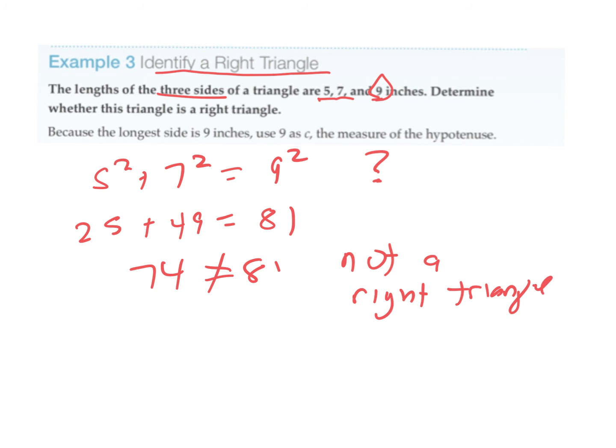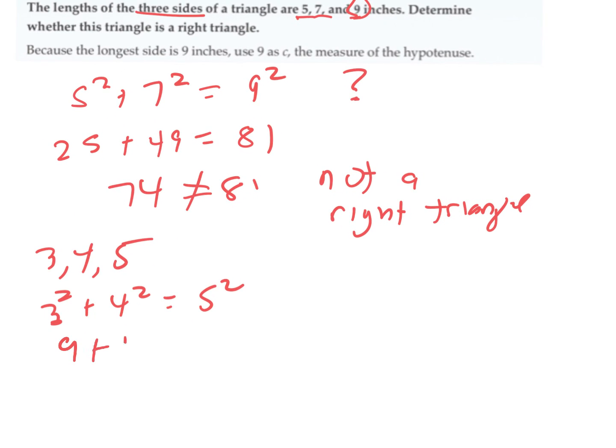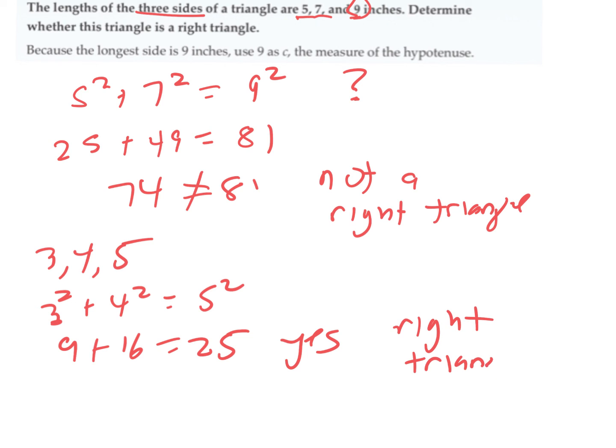A quick what if: what if our sides were 3 and 4, and does it equal 5? So if I have 3, 4, and 5, let's go through that math. 3 squared is 9, 4 squared is 16, and 5 squared is 25. So does 9 plus 16 equal 25? Yes. So it is a right triangle. So that's an example of one where it's not a right triangle compared to the second what if problem.